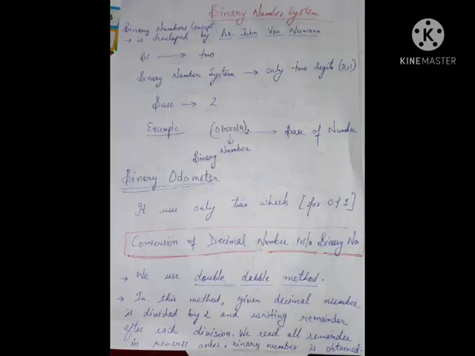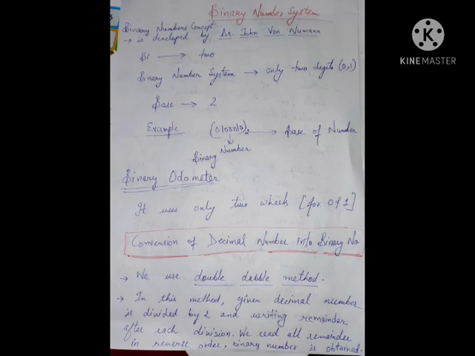Next number system is the binary number system. The binary number concept was developed by Dr. John V. Newman, and bi means 2. So the binary number system contains only 2 digits, that is 0 and 1. That's why its base is 2. In the example, here is the binary number 01000010 and 2 is its base. Binary odometers use only 2 wheels for 0 and 1.